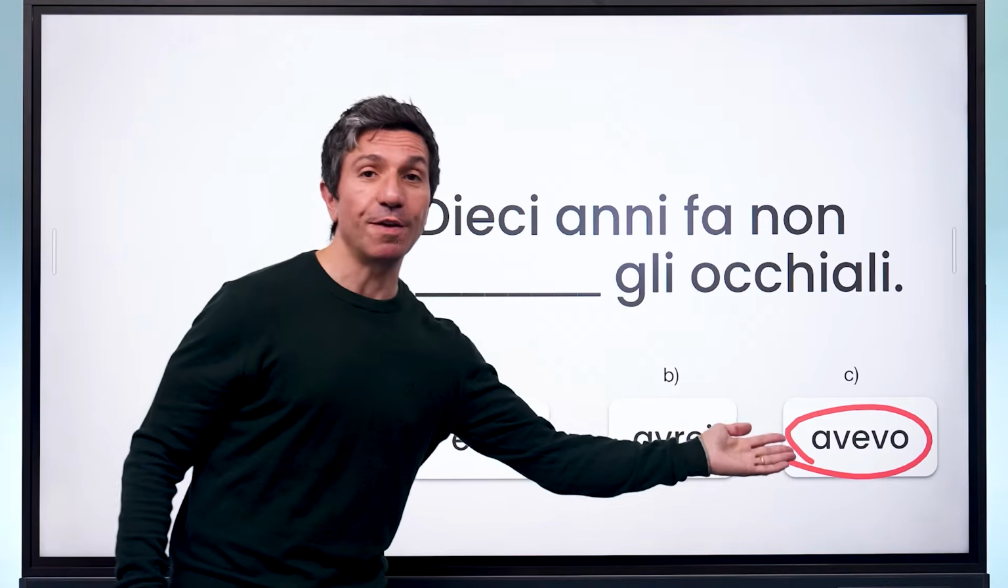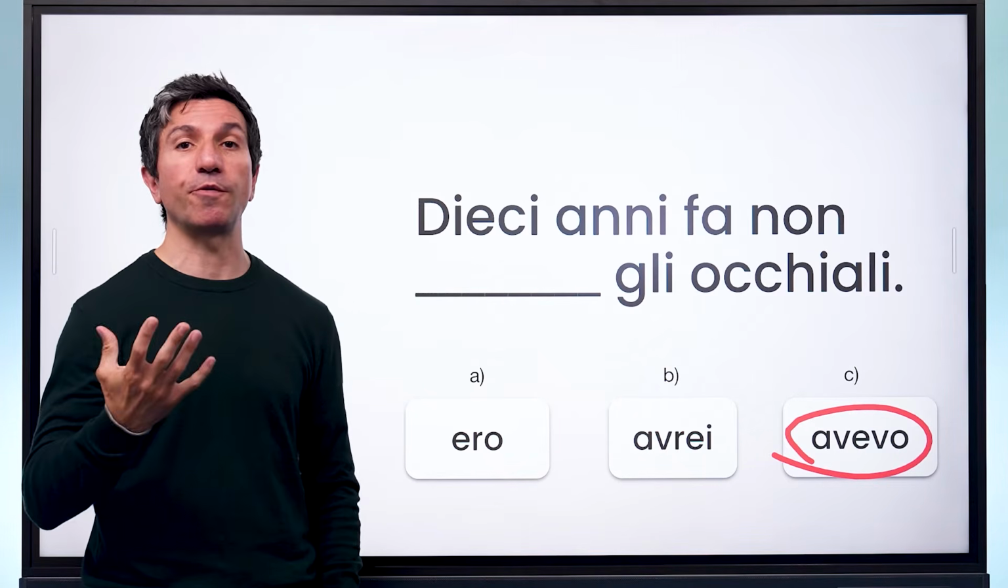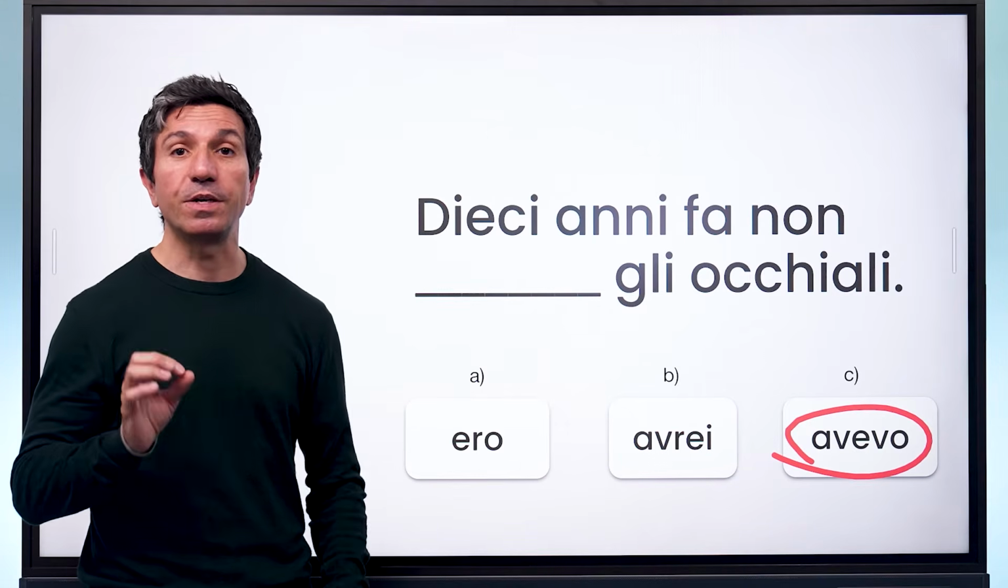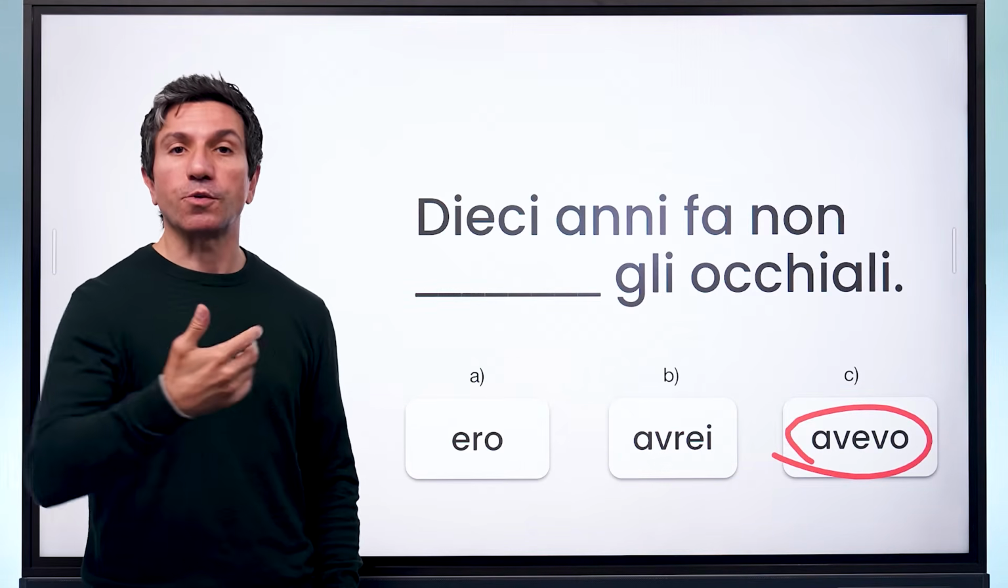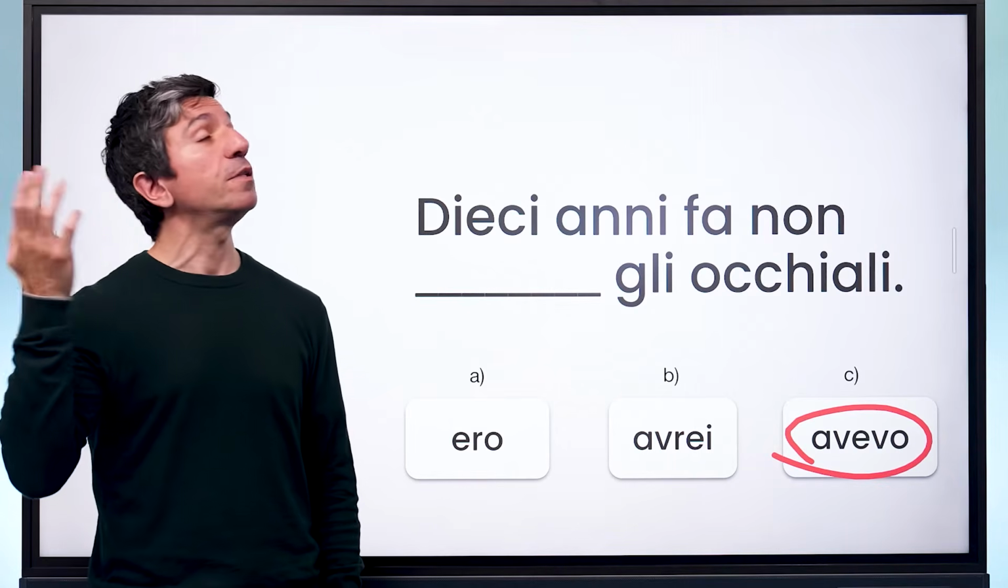We use avevo in this sentence because it's the first person singular form of avere in the imperfetto, used to describe something the speaker didn't have in the past. I didn't have.